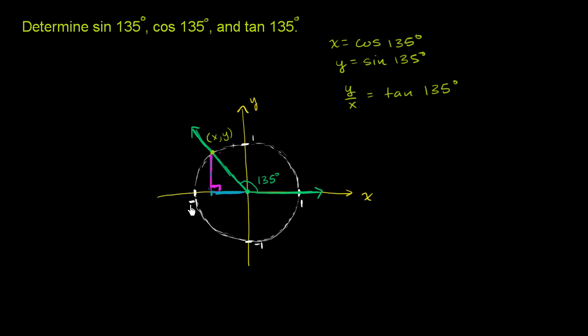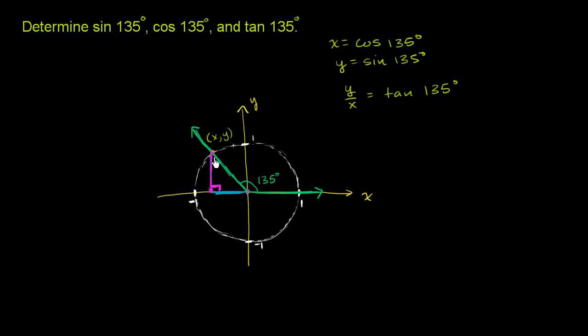So let's think about what we know about this triangle right over here. My first question to you is, what is the length of the hypotenuse of this triangle, the one that's formed between these points: the origin, the intersection between the unit circle and the terminal side of the angle, and where this vertical line intersects the x-axis? What is the hypotenuse of the right triangle formed by those 3 points?